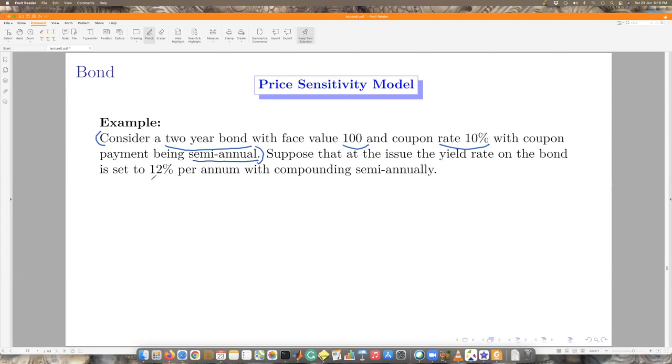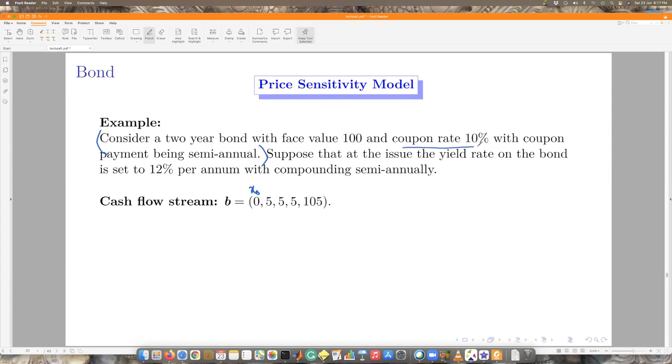Now to get the issue price, we need the yield rate, that is R, right? So at the issue, the yield rate on the bond is set to 12%. That is, R is given to be 12% per annum with compounding semi-annual. Okay, so these are the keywords for setting up the present value of the cash flow stream. So with the first part of the input, you can write the cash flow stream. Generally take X naught to be 0 because we need to write the present value only for the coupons and the face value, right? So we take X naught to be 0 in obtaining the price sensitivity model.